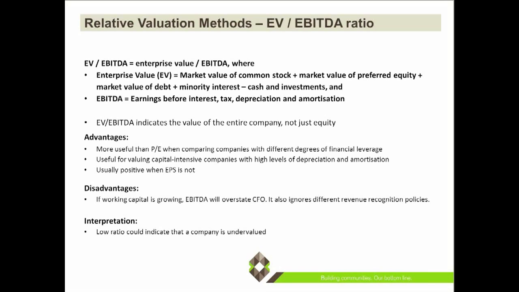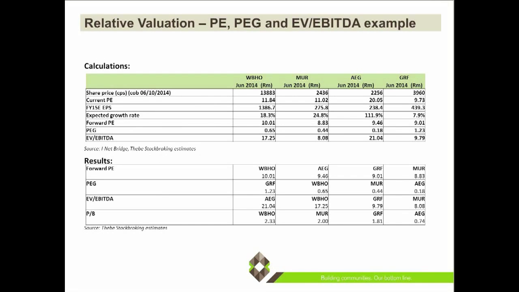The interpretation of the EV/EBITDA ratio is that a low ratio could indicate that a company is undervalued, and therefore a high ratio could indicate that a company is overvalued. So now that we've looked at relative valuation, let's look at an example. So we're taking the big four construction companies, Wilson Bailey Homes, Murray & Roberts, Aveng, and Group 5. And we are going to apply our different relative valuation metrics on these companies to see which of those are undervalued or overvalued compared to the industry.